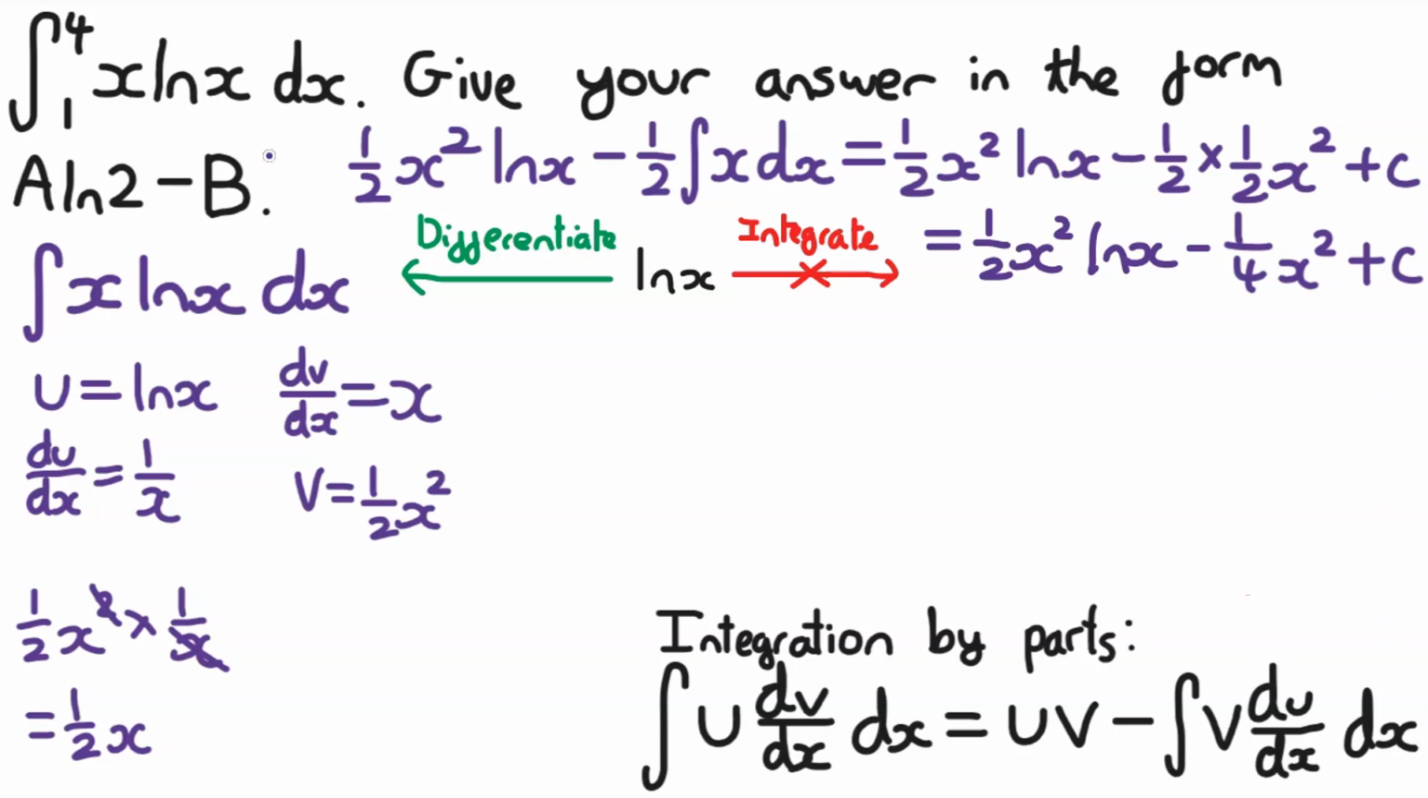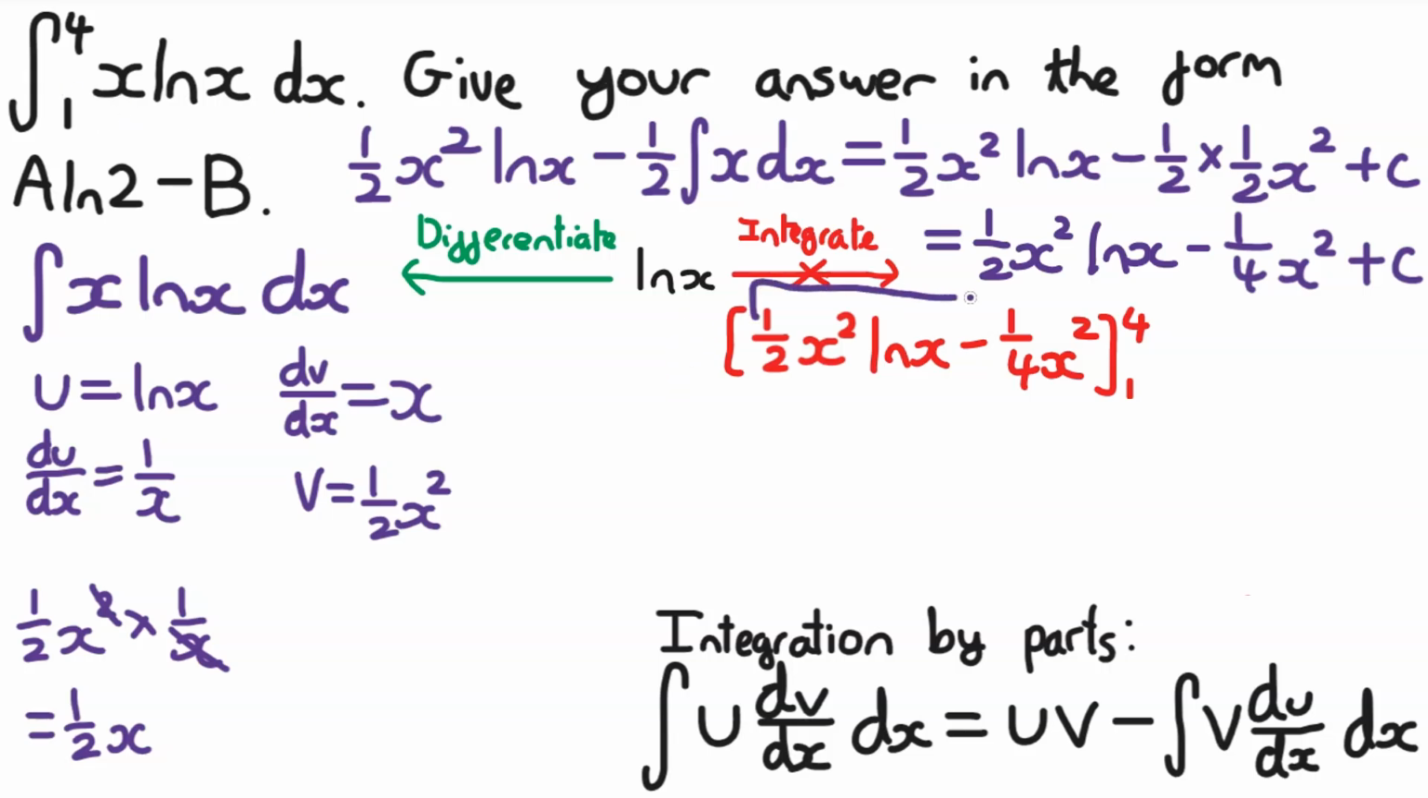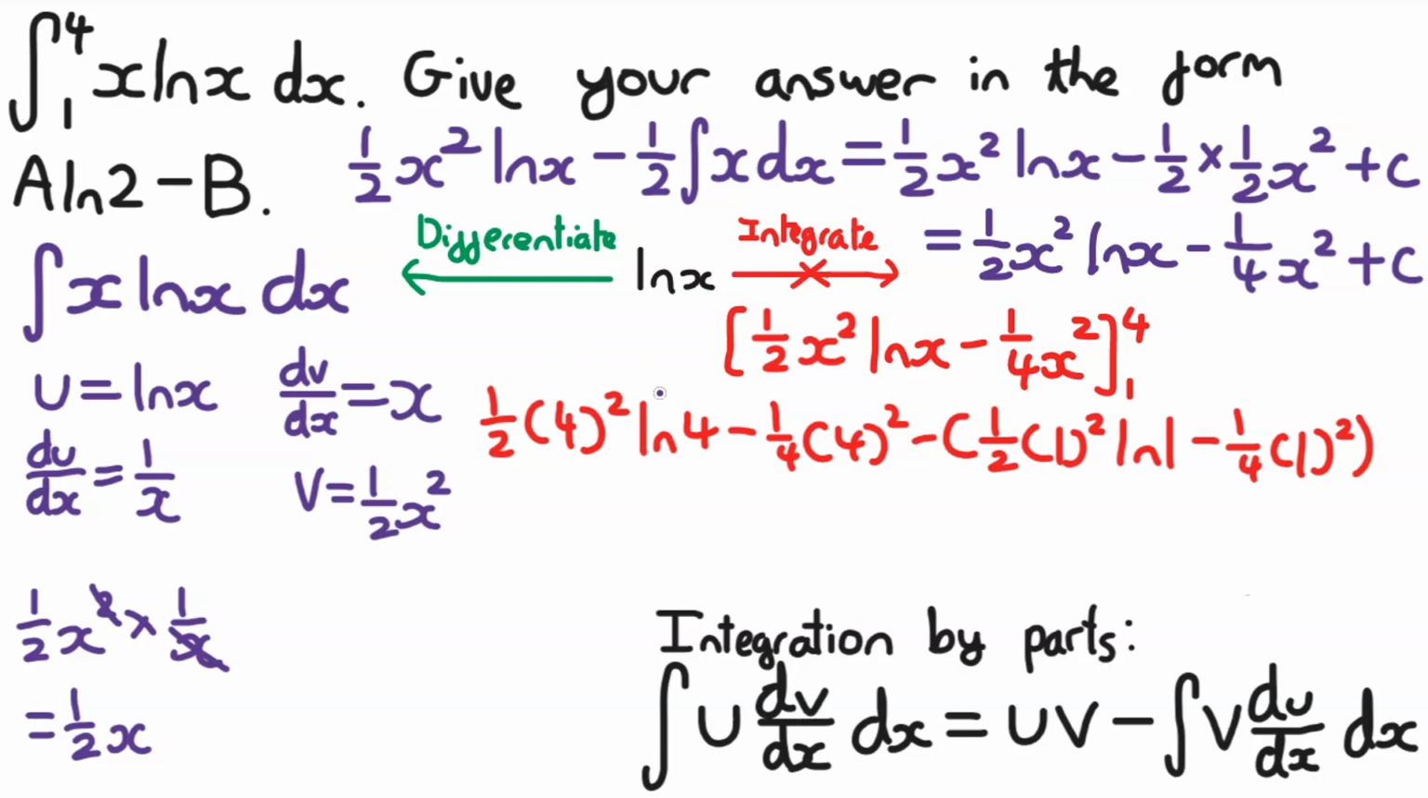So now what we need to do is plug in these limits of 1 and 4 into this function here. So if we start with the 4, it's going to be half 4 squared, and then the natural log of 4, minus a quarter 4 squared, like this here. And then it's going to be minus, and then we plug the 1 in, so it's going to be half 1 squared, and then the natural log of 1, minus a quarter 1 squared, like this here.